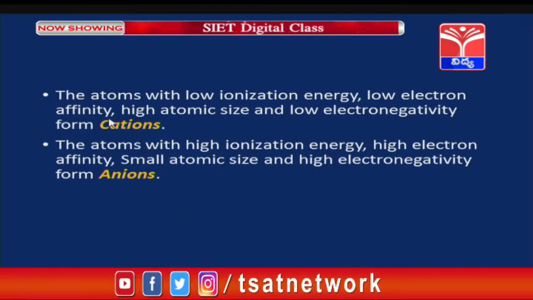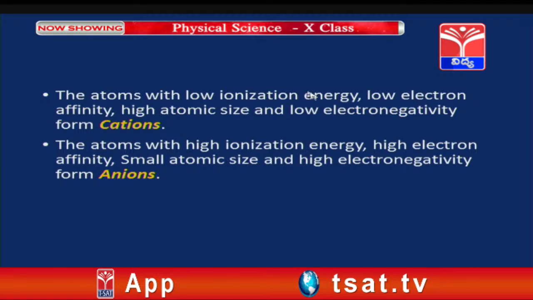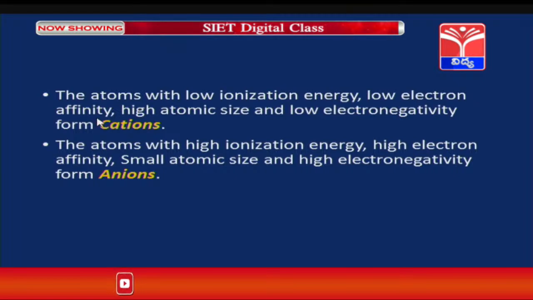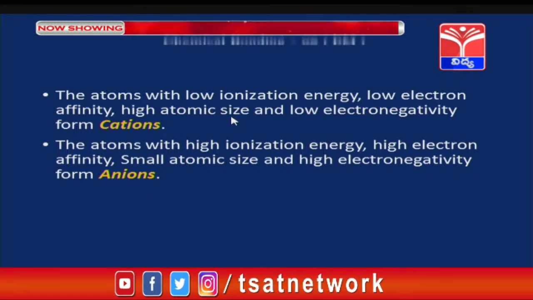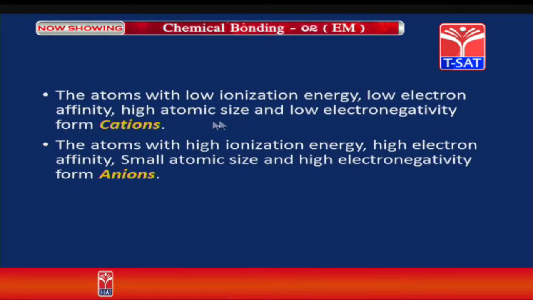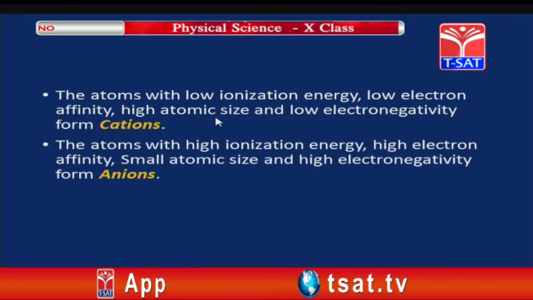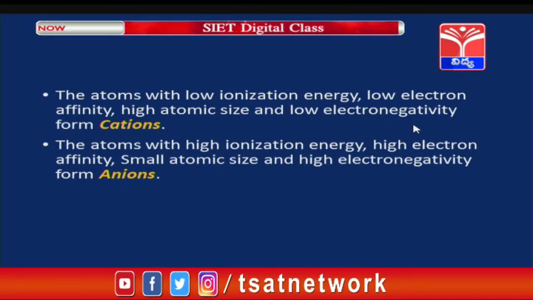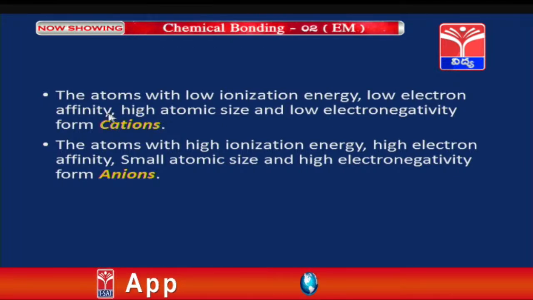Children, please remember. So, which atoms can form cations? If they have low ionization energy, that means they can easily lose an electron with less amount of energy. Low electron affinity, that means if any electron is added, very little energy is released. It has high atomic size, that means the gap between the nucleus and the outermost electron is very high. So, the attraction between the nucleus and the last electron decreases. Low electronegativity, that means it has very little tendency to attract other electrons and that means they can easily lose electrons. So, they form cations.